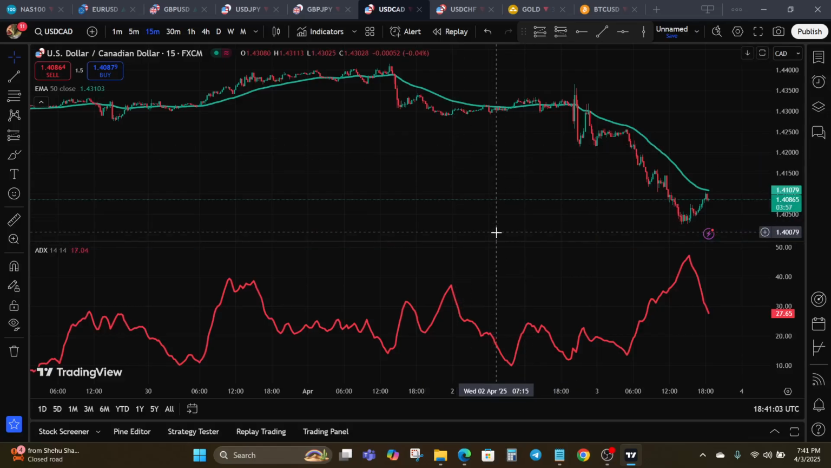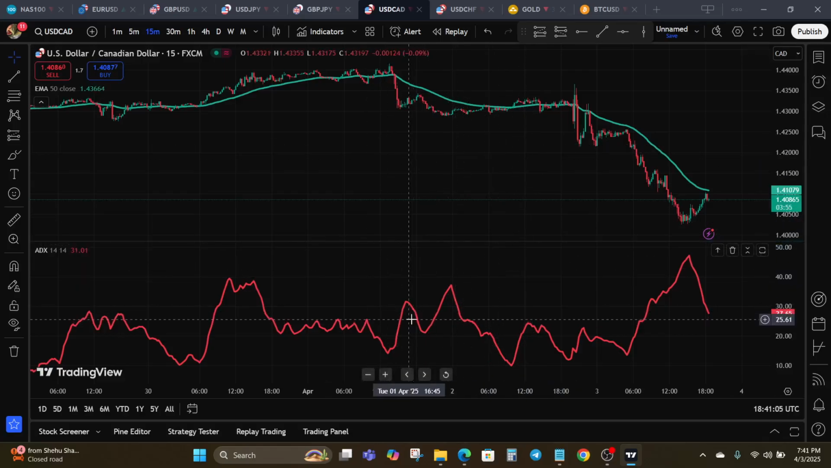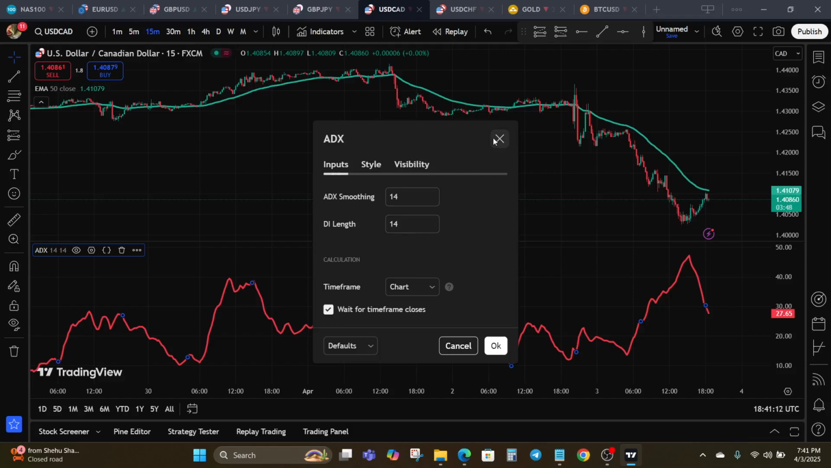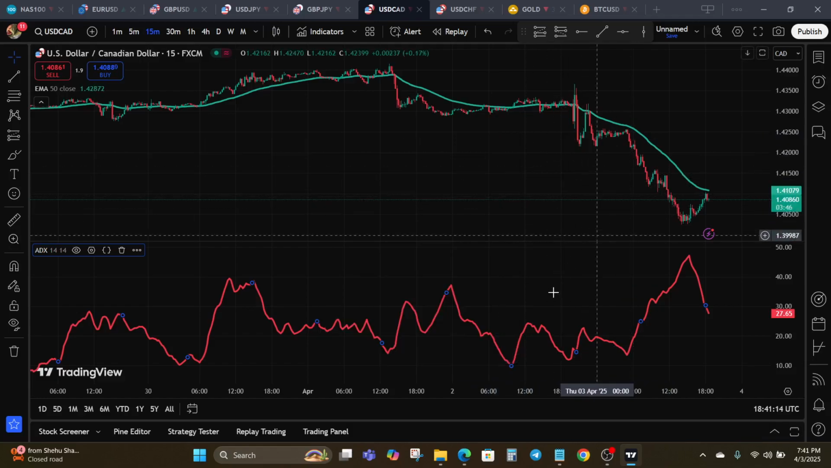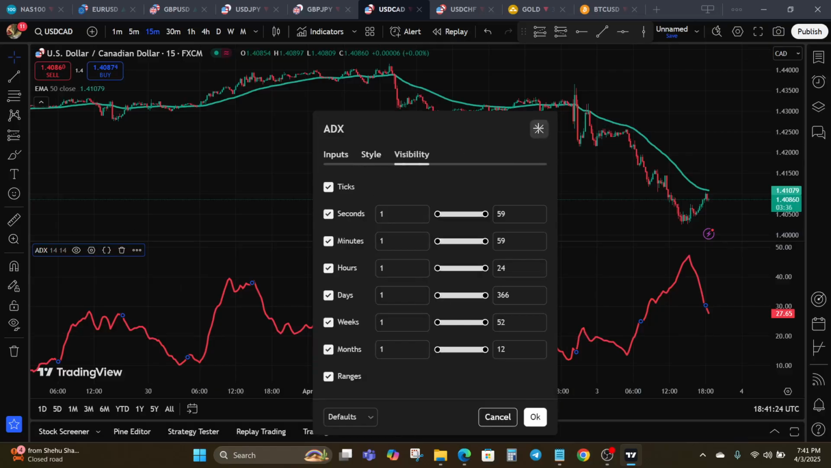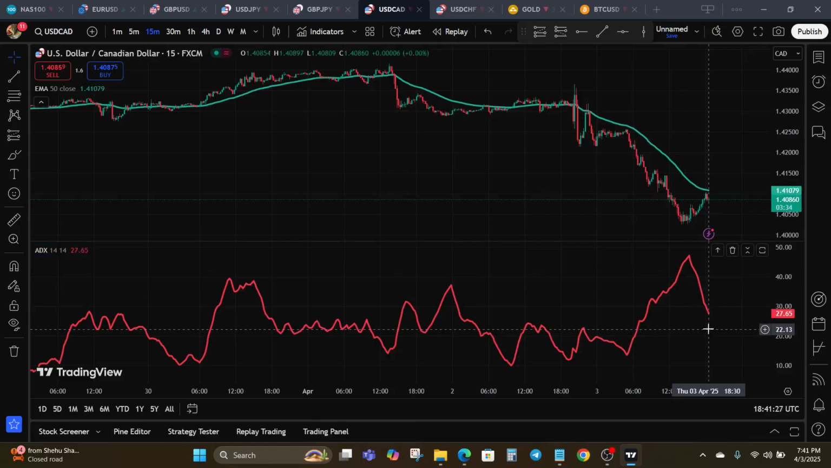The second step is to confirm trend strength with the ADX. So for the ADX indicator, the default setting is what we're going to be using, default 14 period, right? So the ADX helps us measure the strength of the trend, okay? If the ADX is above 25, you can see currently it's around 27 point something.